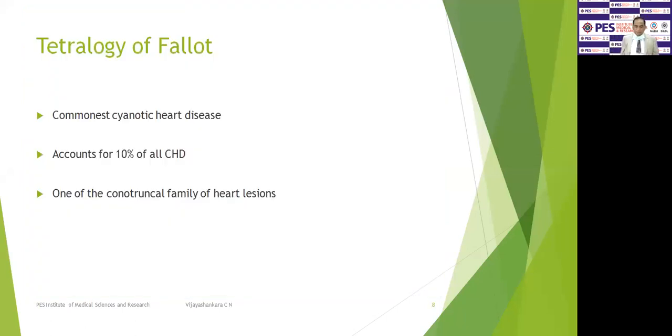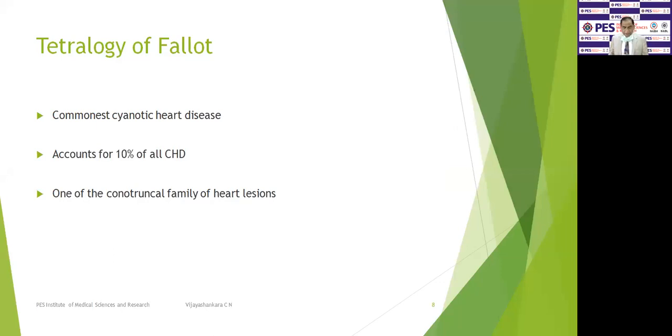Now, let us come to one of the commonest forms of cyanotic congenital heart disease. We all see the commonest is tetralogy of Fallot, or Fallot's tetralogy. It accounts for 10% of all congenital heart disease. It is one of the conotruncal family of heart lesions, where the lower part of the conotruncus attaches to the ventricles before the division into pulmonary artery and aorta, and there is a maldevelopment occurring in this area.